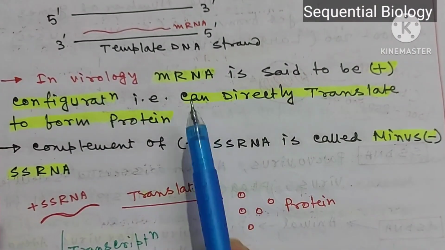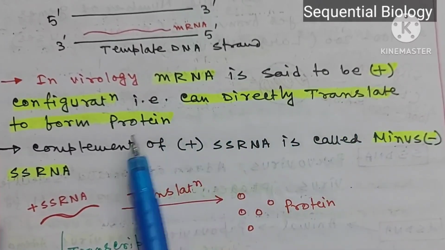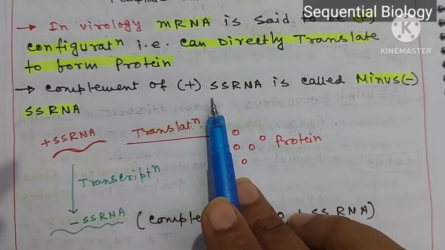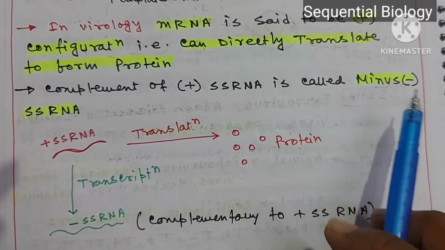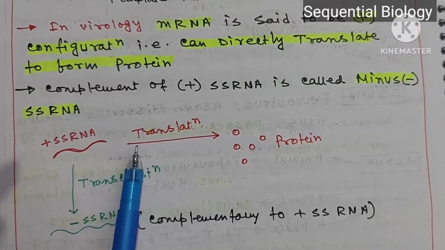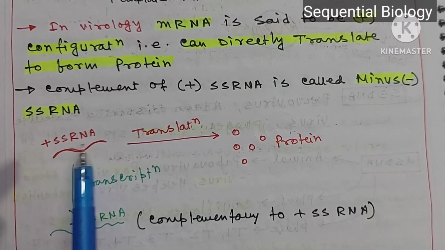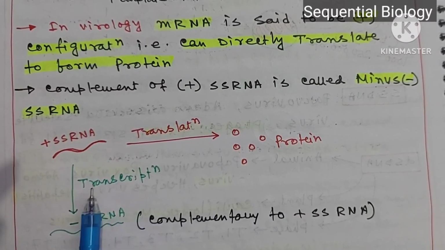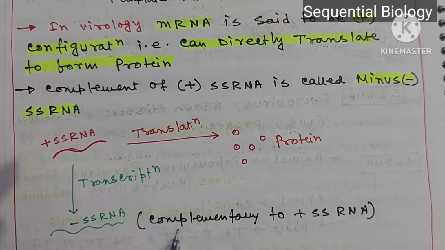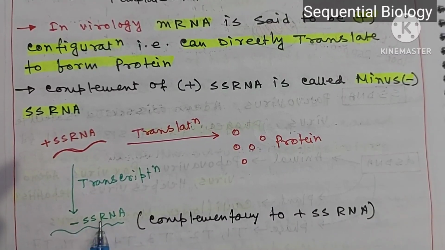So in virology mRNA is said to be of plus configuration. It can directly be translated to form protein, and the complement of this plus ssRNA is called the minus strand. The plus ssRNA undergoes translation to form protein, but from this plus ssRNA, by the process of transcription, the minus ssRNA can be formed in a few viruses. This is complementary to plus ssRNA, and this strand is regarded as the minus strand.